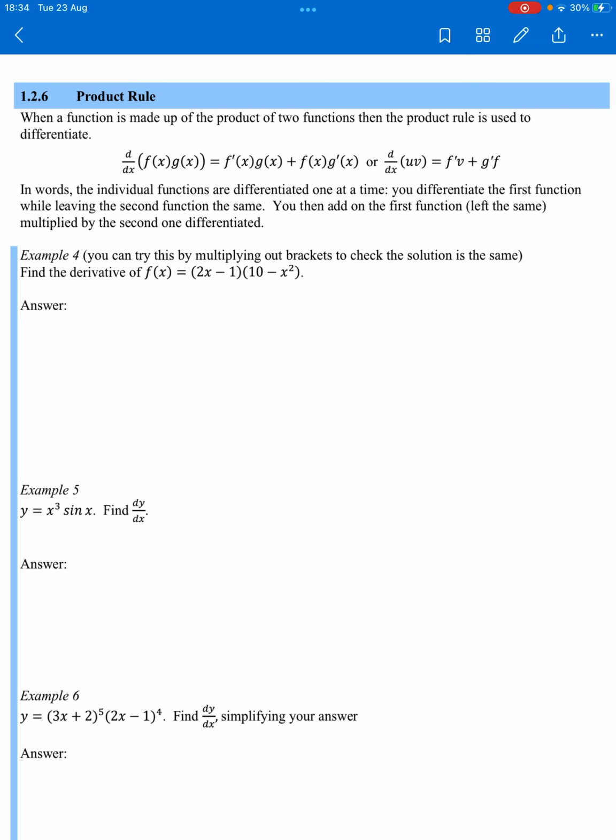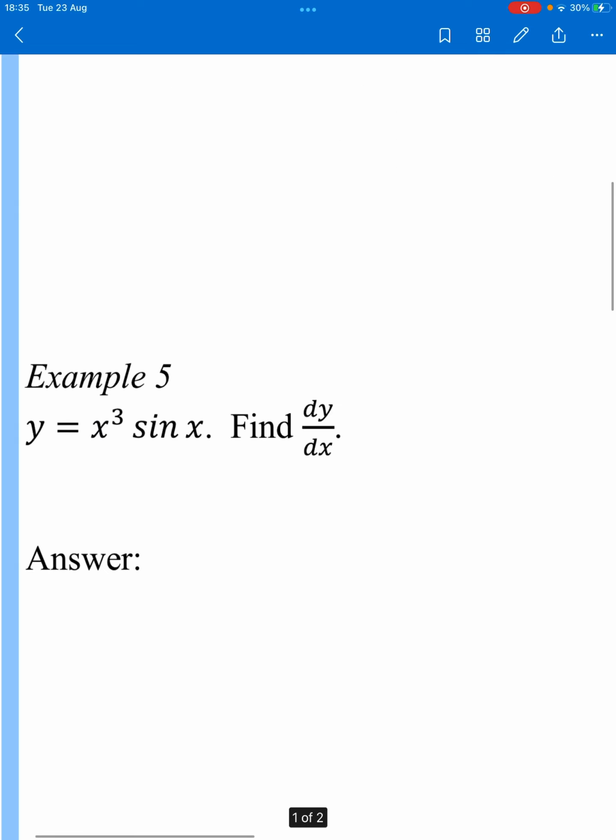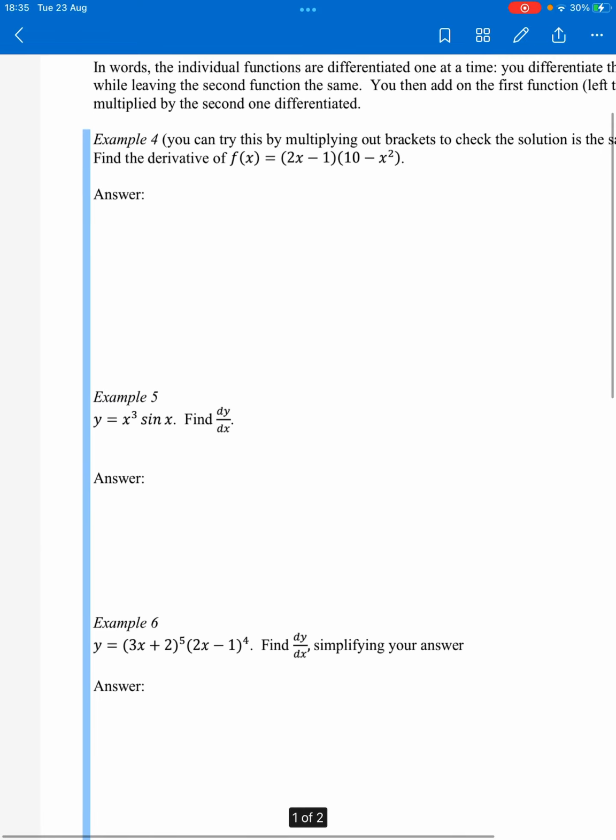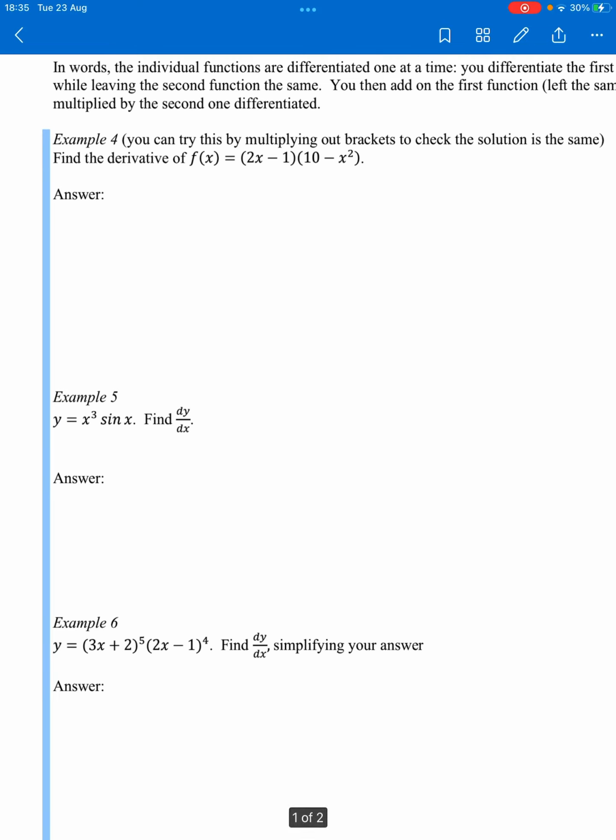So product rule basically is a way of differentiating two functions that are multiplied together. Now, obviously, what you would do in higher is you could get an example and you would have to multiply out the bracket first. But you can see from examples like example 5, there's nothing you can do with that function. So we've got x cubed and we've got sine x. They are not connected in any way to each other. So we have to obviously find an alternative to differentiate them. So we're going to talk through the product rule.